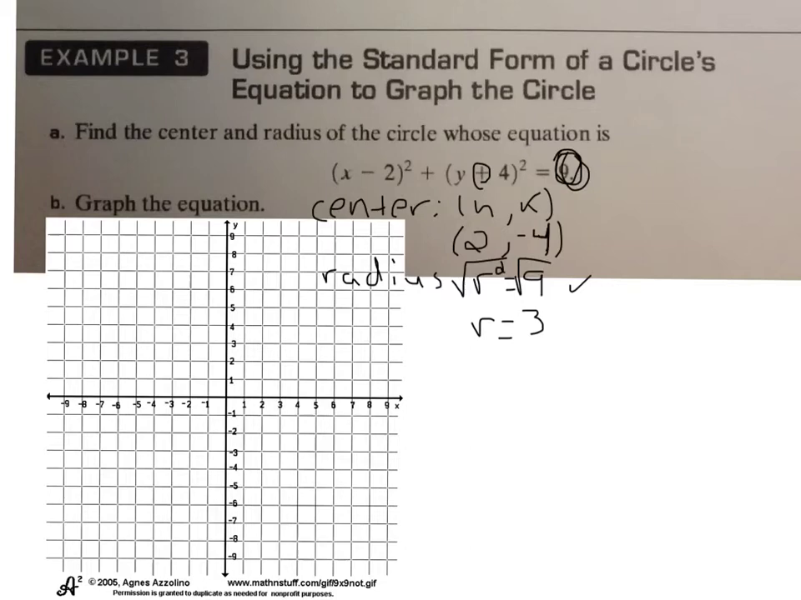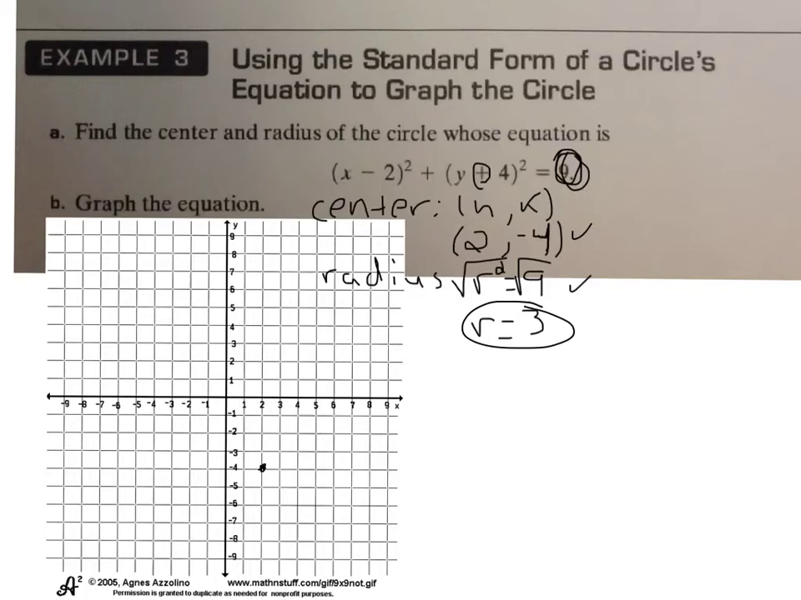So we know the center of the circle is at (2, −4). So we're going to go right 2, down 4, and put a dot. There's the center of my circle. And we know the radius is 3. The radius just goes from the center to the outside of the circle, and it goes all the way around.